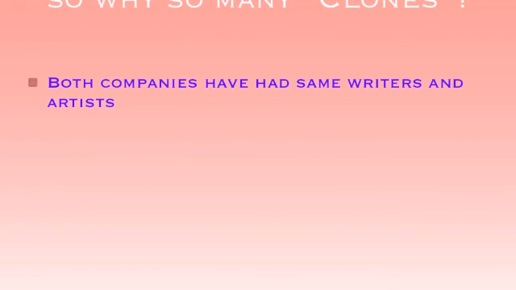Both companies have had the same artists and writers at one time or another. Geoff Johns has worked for both companies. Jim Lee has worked for both companies. JMS has worked for both companies at one time or another. So, at a given time, they're both going to have similar characters because they both have similar writers. And writers and artists sort of have characters they're attached to when they create them. So, more than likely, they're going to create similar characters in the company they're going to be employed with after they are employed from another company. So, yeah, that's one of the reasons.